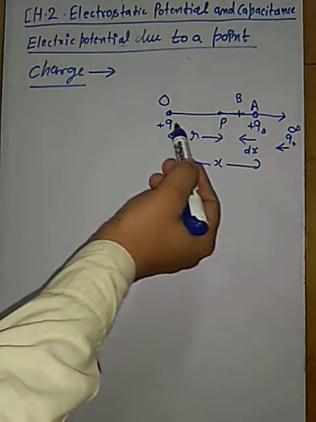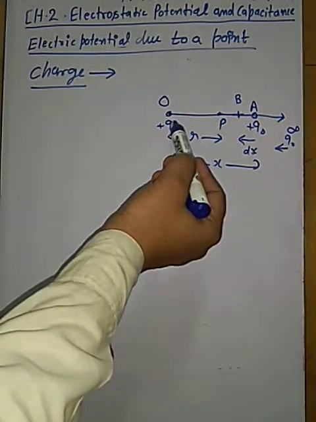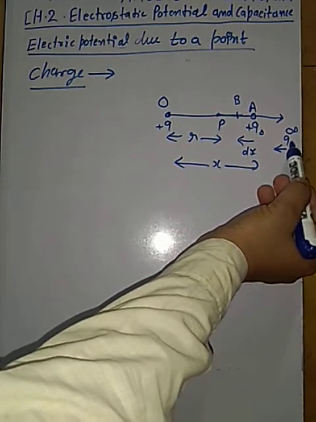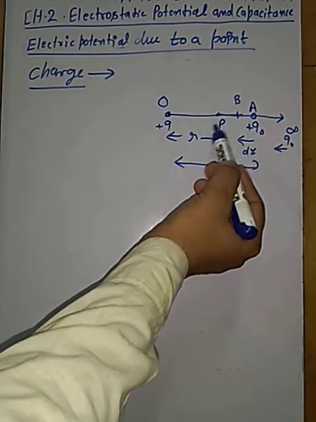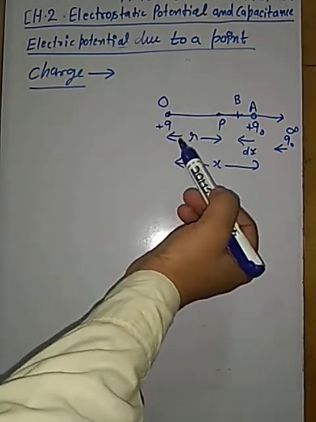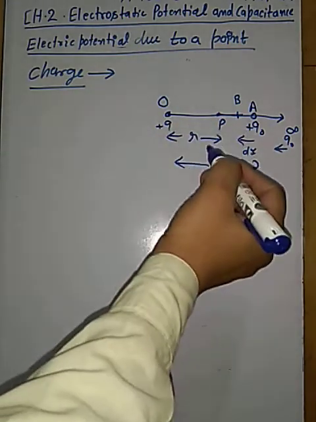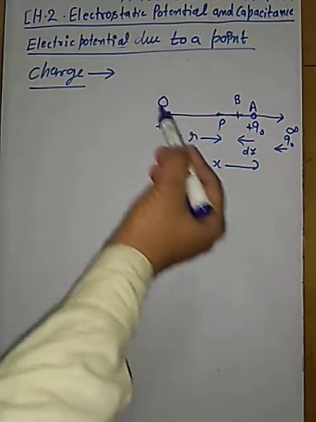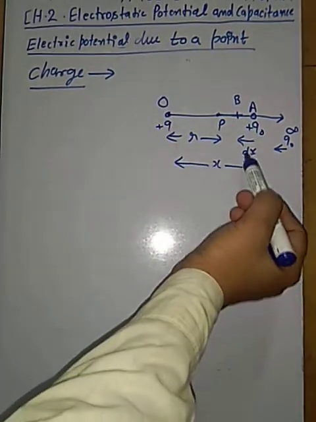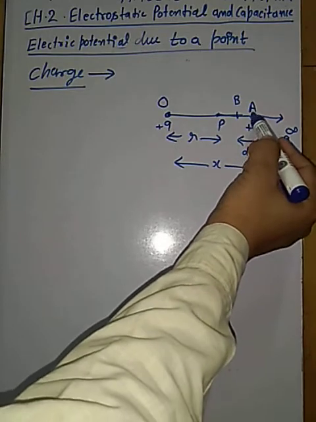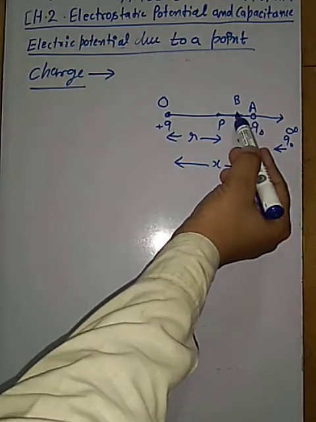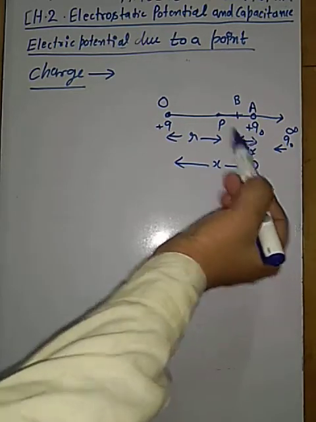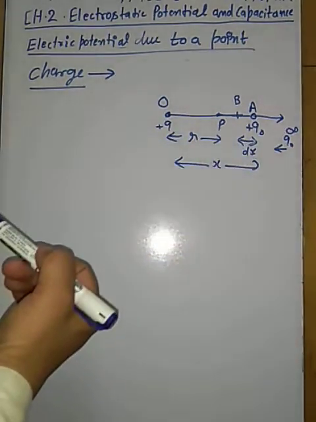Now we want to calculate the potential due to this charge, which means we have to do the work in moving a charge from infinity to a point P which is at a distance R from the charge. To do this, suppose there is a point A which is at a distance x from the O, the source charge. First we should calculate the small work done in moving the test charge from A to B at a distance dx. Then we will calculate the net work done.